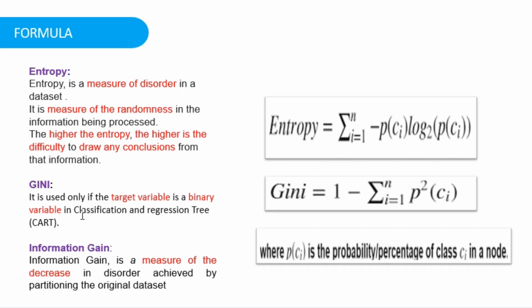And when it comes to the Gini index criterion, it is used only when the target variable is a binary variable. So we use Gini index when our target variable is a binary variable. And the formula for the same is 1 minus summation of p squared of ci, where p of ci is the probability or percentage of class ci in a node.